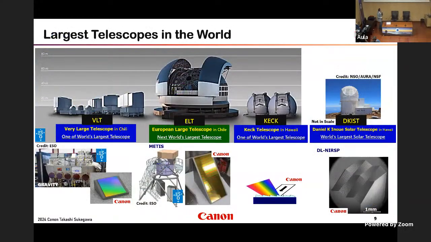So now Canon is involved in the VLT, still a very big telescope in Chile. And the ELT is also now under construction, as you know. And for the KECK, we already shipped to the KECK telescope, a US project, to the Western university, something using the KECK project. And also DKIST, the Hawaii NSO program, is involved for optics. This is our production introduction.